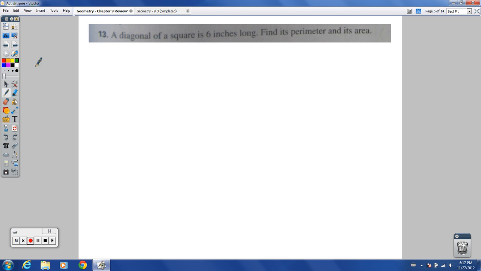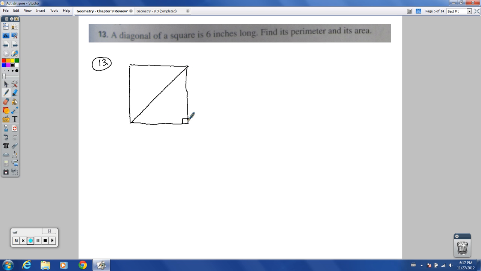All right, number 13. The diagonal of a square is 6 inches long. So let's draw a picture of this one. Let's draw a square. I'm just going to freehand it here. And so the diagonal of a square is 6 inches long. So that's like something like this. It's cutting that right in half like that.